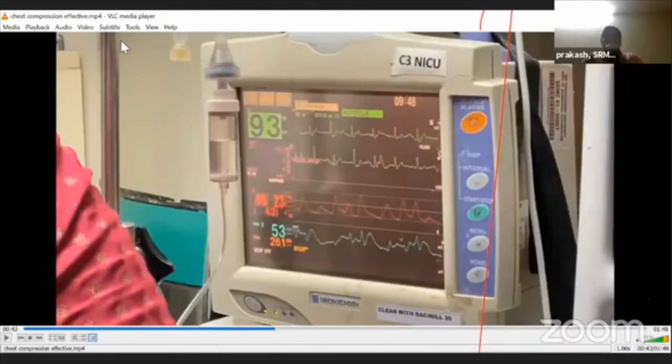Is there any other clarification? Then I would like to proceed. Otherwise, this is about once you finish both. Beyond this, what you need to do is, if even after giving adrenaline there is no improvement, then we need to go for providing normal saline 10 ml per kg over 5 to 10 minutes.